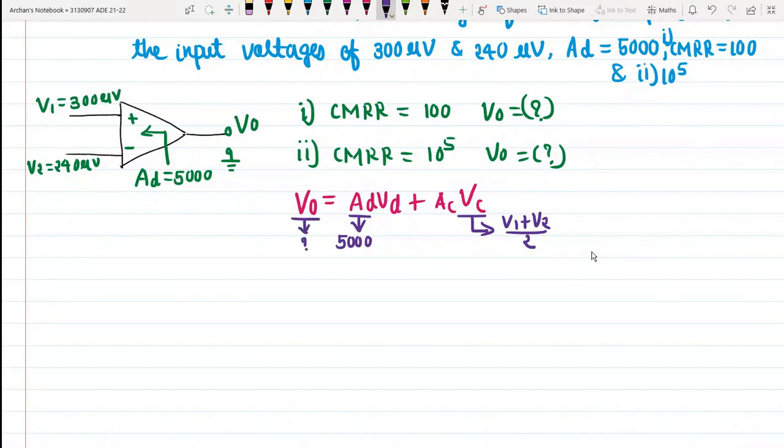We need to find out V0, and the differential voltage VD is also available. It is V1 minus V2. So the remaining is AC. Okay, so how will you find out AC?